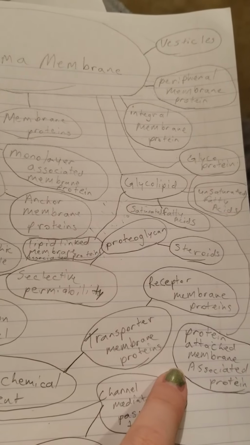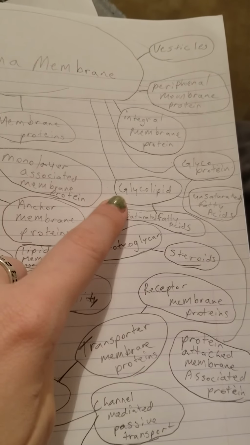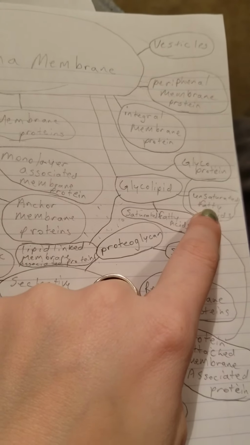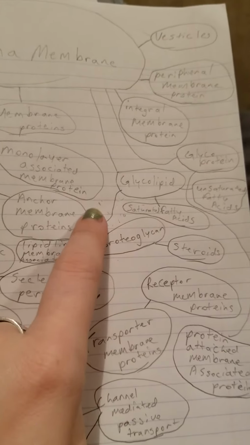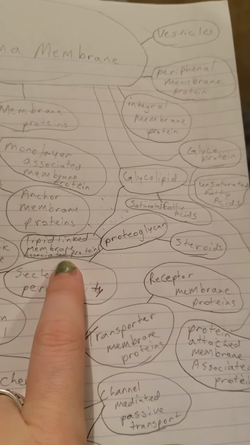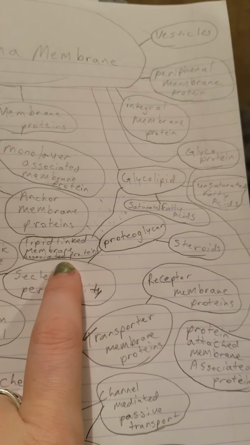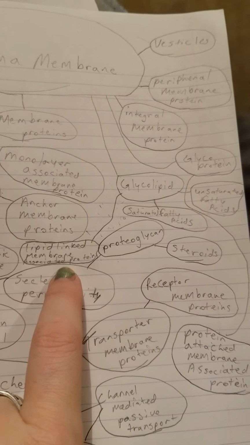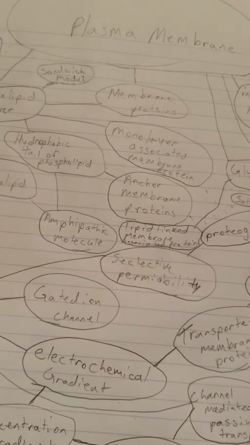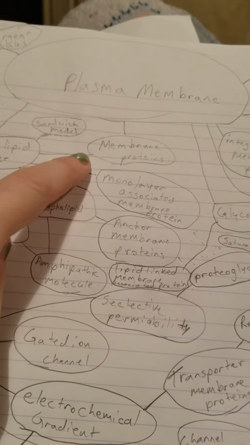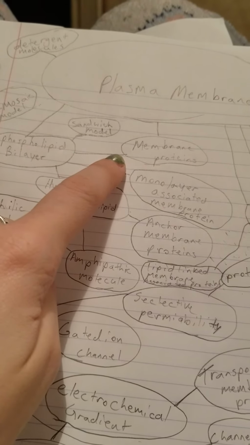And then you have the glycolipids. And then off them you have unsaturated fatty acids and saturated fatty acids. And then also the lipid-linked membrane associated proteins, which I had to really squeeze in there, so it's kind of small, sorry. And then back to the plasma membrane, there's membrane associated proteins.